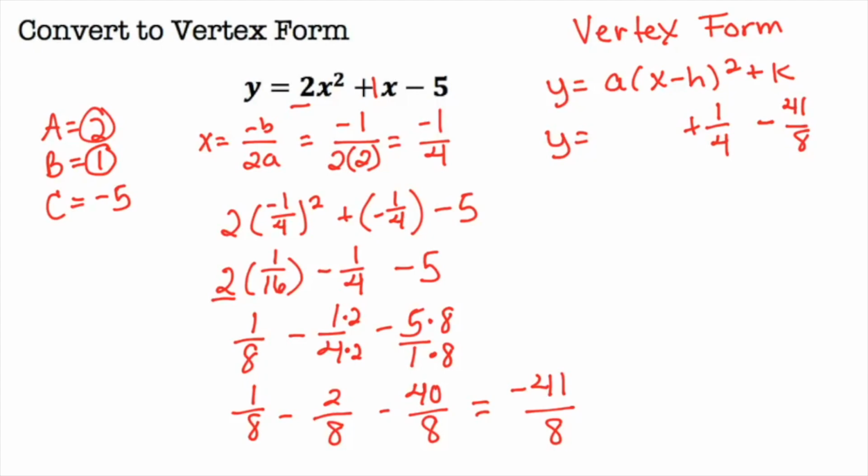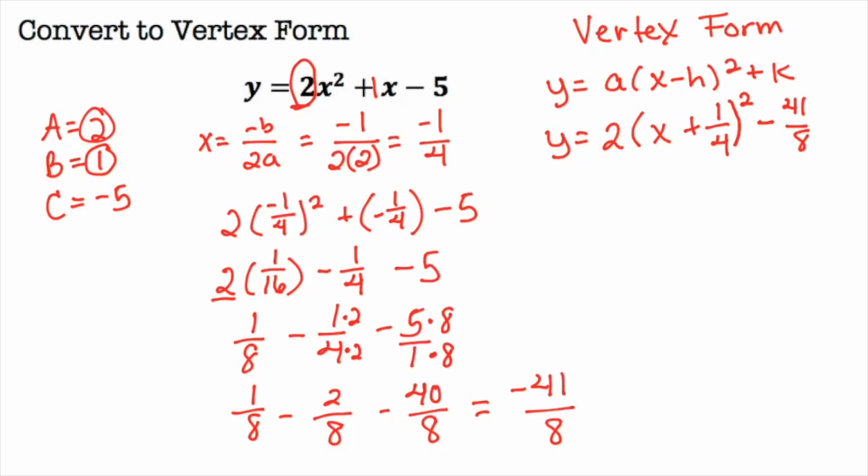So a, we already know, is 2. So we put 2 here. X and y are just all of the ordered pairs that are on the line. So you don't have to change x and y. X and y stays exactly that inside the formula, just like in the linear functions we did, y equals mx plus b, and the only numbers we changed was m and b, and left y and x the same. So same thing here, we leave y and x alone, and we substitute a, h, and k. So our final answer is y equals 2, parentheses, x plus 1/4, quantity squared, minus 41/8.